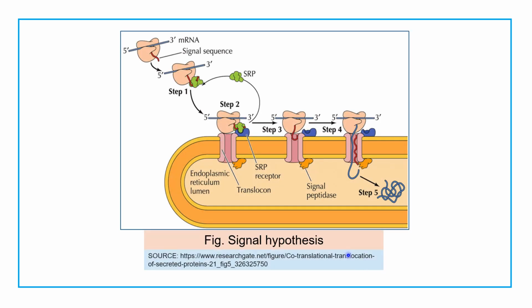The hypothesis also stated that the signal sequence as it was synthesized was recognized by a protein, the signal recognition protein or SRP, in the cytosol which binds to the signal sequence. The SRP then binds to its receptor present in the ER membrane and helps the ribosome tether to the ER. We will look into the details in co-translational translocation in the coming slide.